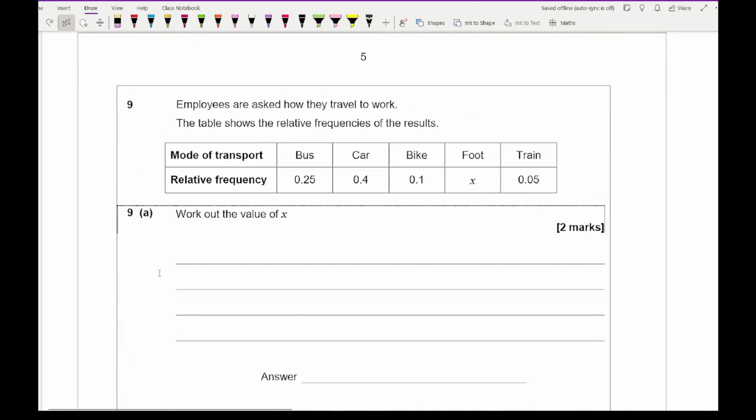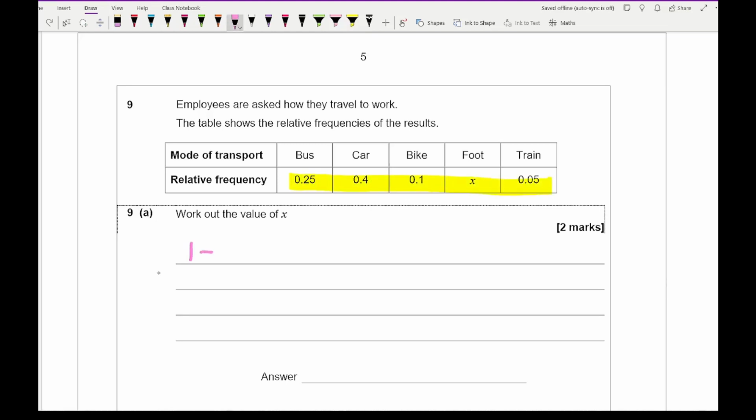Moving on to question 9, it says that employees were asked how they travel to work. The table shows the relative frequency of their results. Work out the value of X. Now, all these events are exhaustive in the fact that there are no other forms of transport that these employees can take. So it's only 5 options and there are no other options. So that basically means that all of these probabilities need to add up to 1.